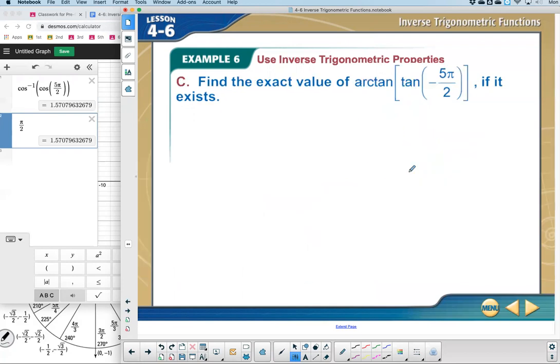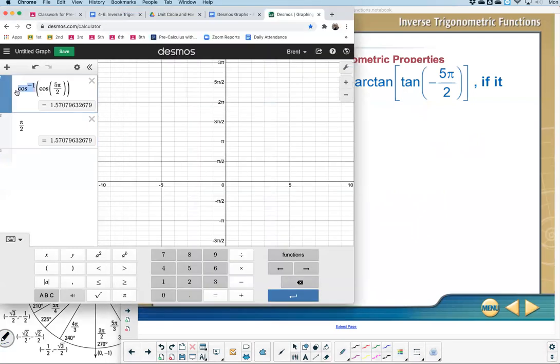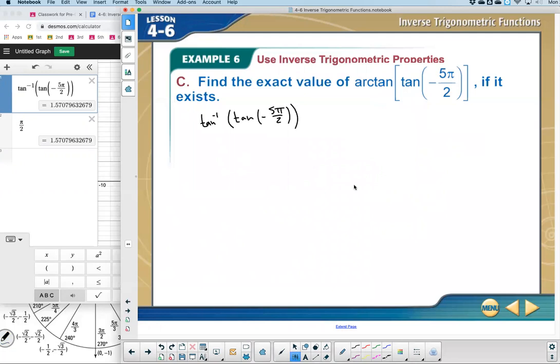All right, and let me show you with tangent. So right now, here's where we're starting. We have tangent inverse of tangent of negative 5 pi over 2. I can tell you to use the calculator, but this is the one I need to email Desmos about because they have a programming error here. They're going to say this answer is 1.57, which again is pi over 2. That's what the calculator is going to say. It's pi over 2, according to Desmos.